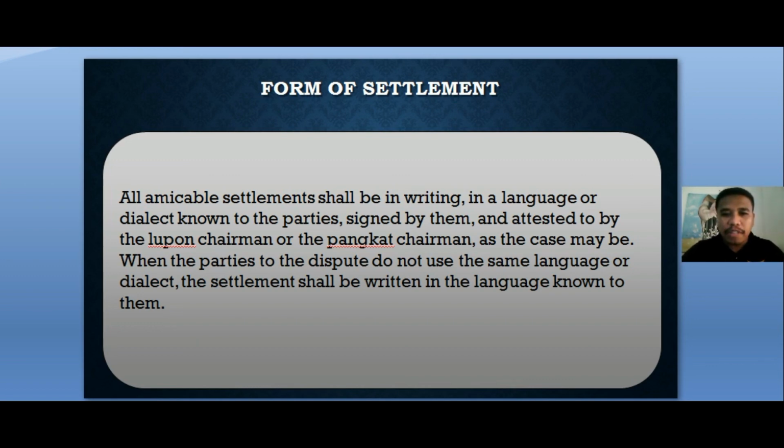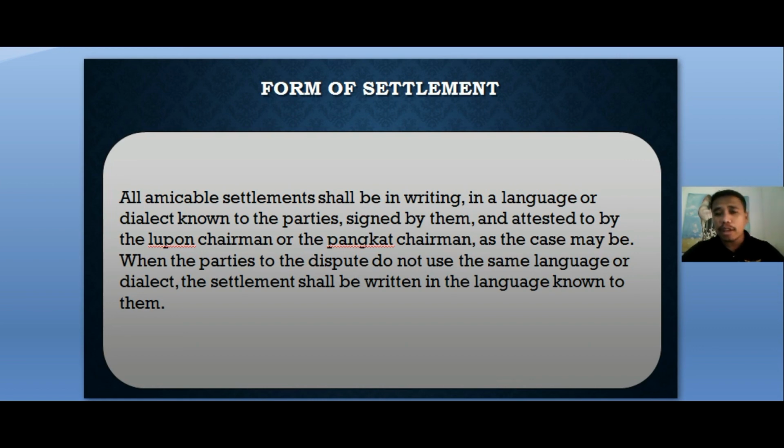So, in the form of settlement, all amicable settlements shall be in writing, in a language or dialect known to the parties, signed by them and attested to by the lupon chairman or the pangkat chairman, as the case may be. When the parties to the dispute do not use the same language or dialect, the settlement shall be in writing in the language known to them.